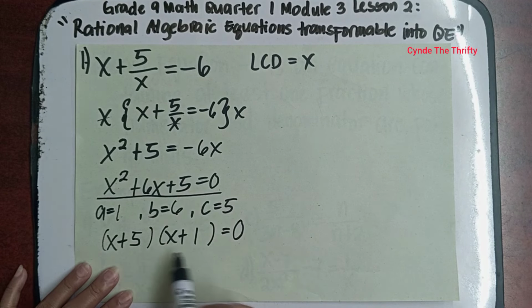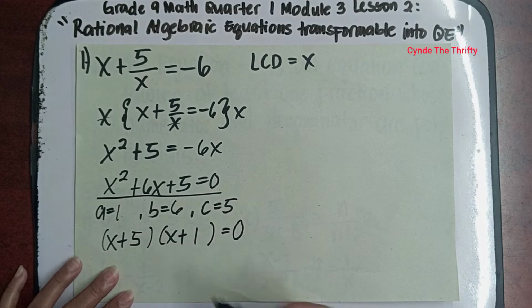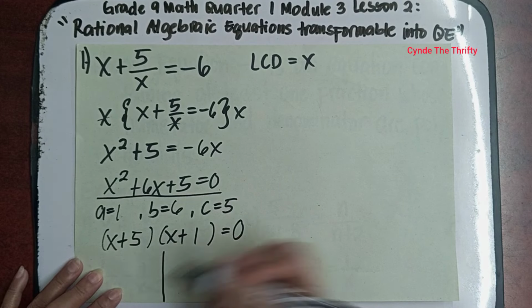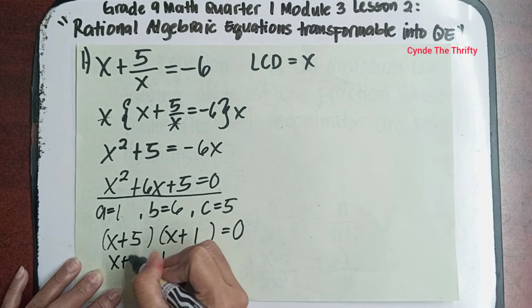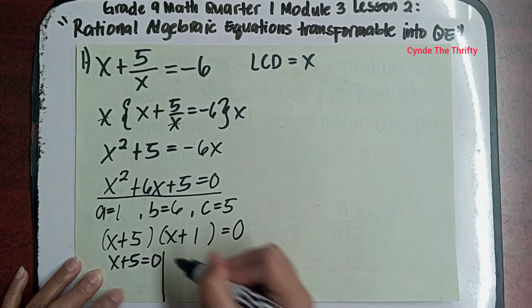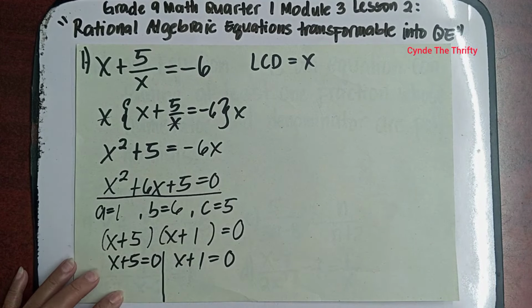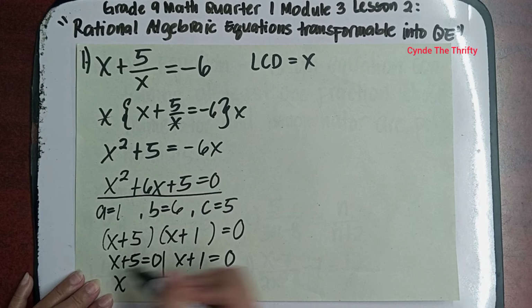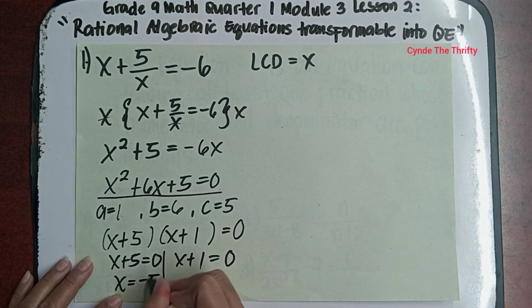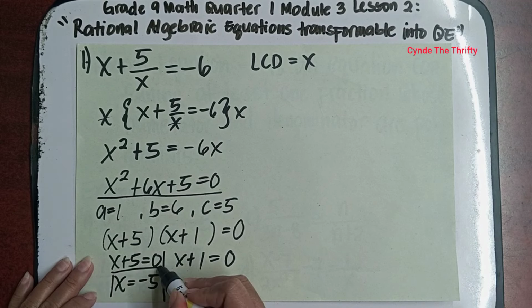Okay, so ngayon, ang sunod na gagawin natin kapag nag-factor tayo, i-equate natin into 0. So, x plus 5 is equal to 0. And then, x plus 1 is equal to 0. So, kukunin na natin ang value ni x. X, ilipat lang natin ang ating constant sa right side. So, si positive 5 is magiging negative 5. Okay, so ito na yung value ng ating x.